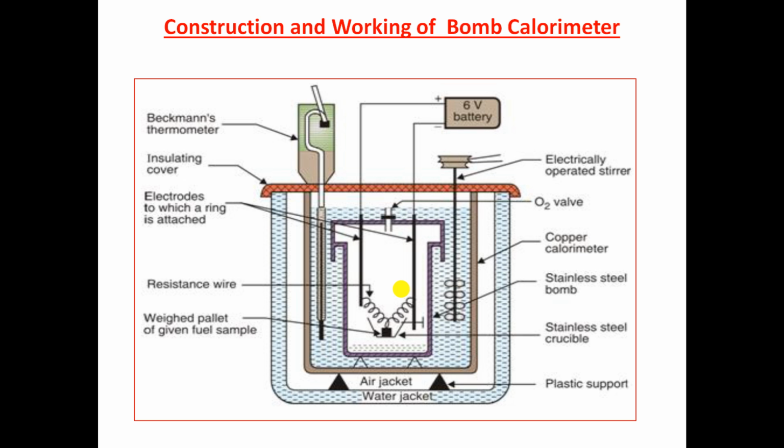It is then placed in the copper calorimeter. In the copper calorimeter, we are going to take a known weight of water, and this entire copper calorimeter is surrounded by an air and water jacket in order to avoid the loss of heat in terms of radiation.